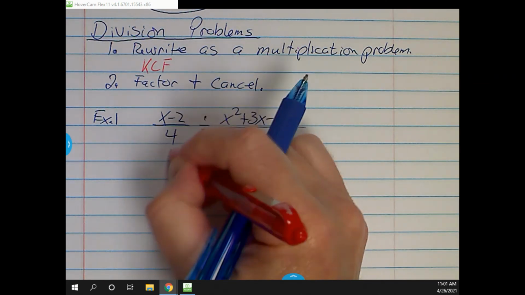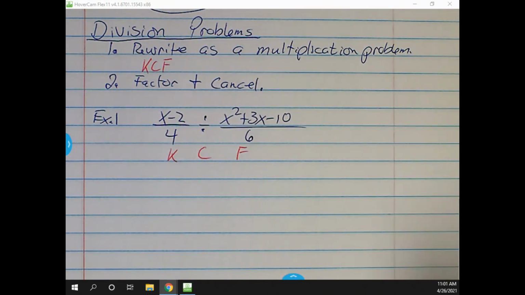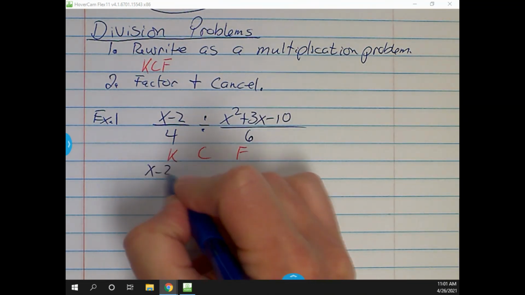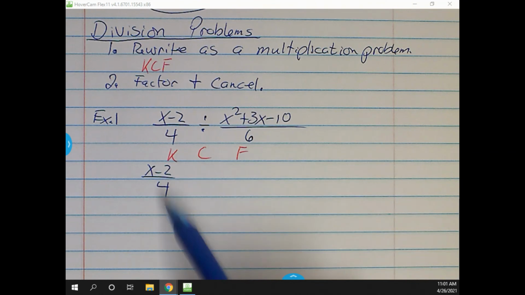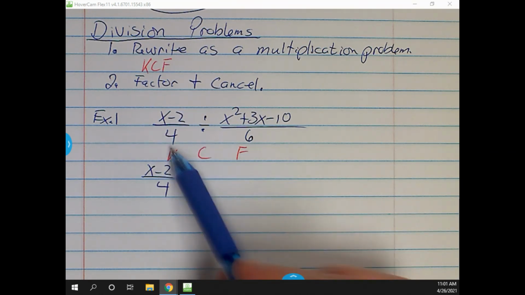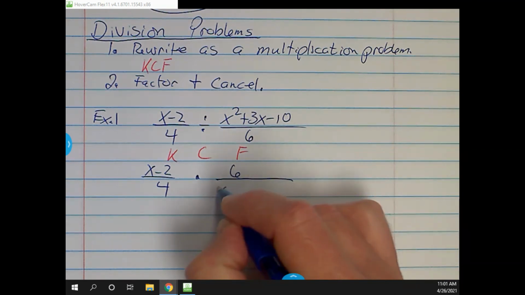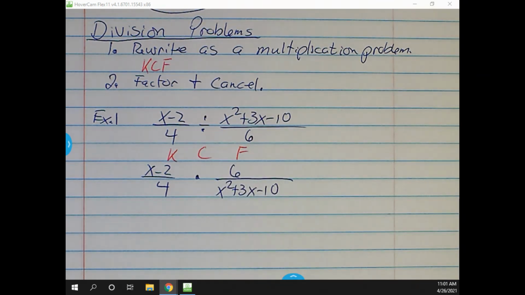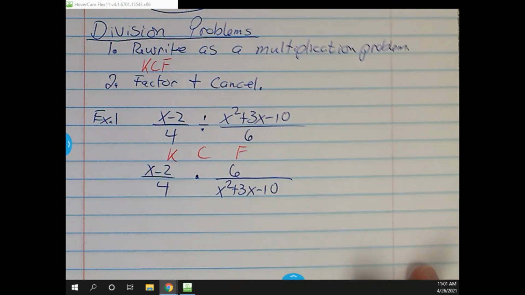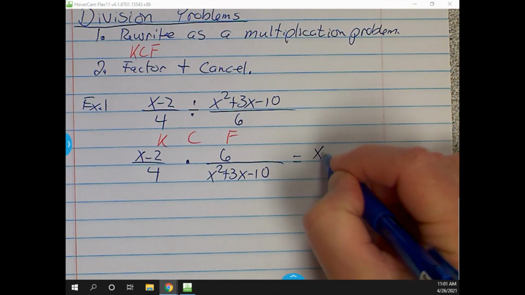Okay, so we're going to keep it, change it, and then we're going to flip it. And it's one of those problems, if you're doing one of these online, if you're looking at it, you don't even have to write this. You can just go ahead in your head and think, all right, I'm going to keep it, change it, flip it. So then we'll make it 6 there. And then we'll go there. And then just start factoring out what you can do.